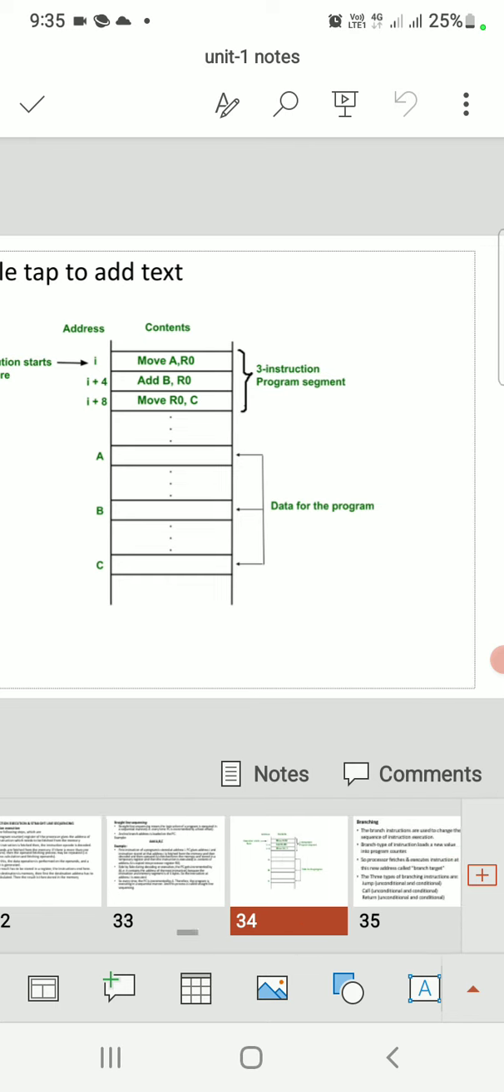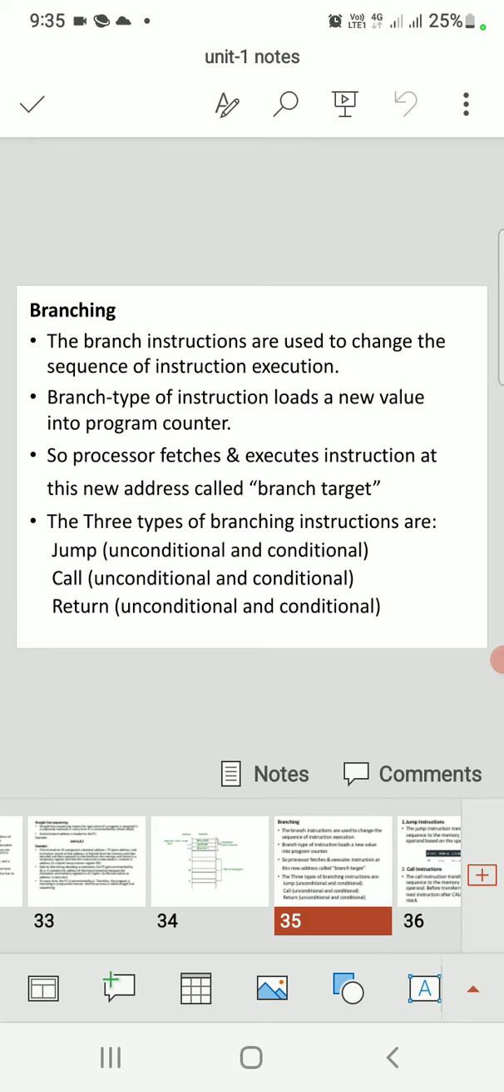The next thing we go for is the branching instruction. We are going to jump from the first line to the fifth line. It is an unconditional call and return. There are three possibilities for branching.